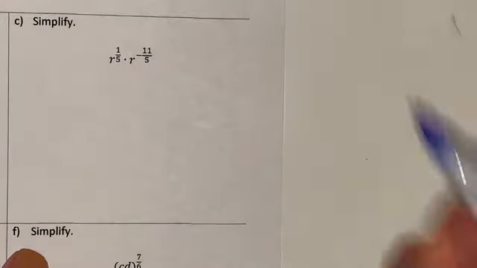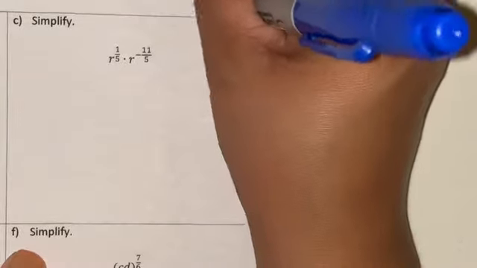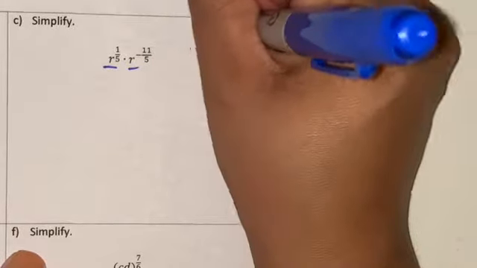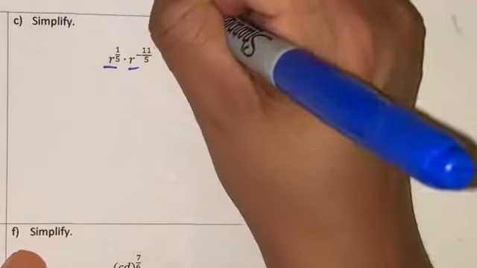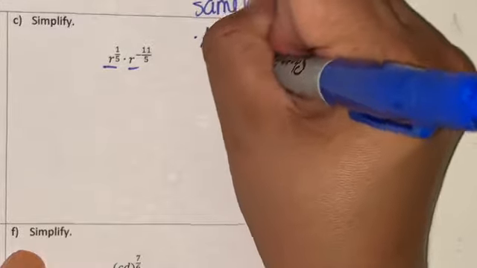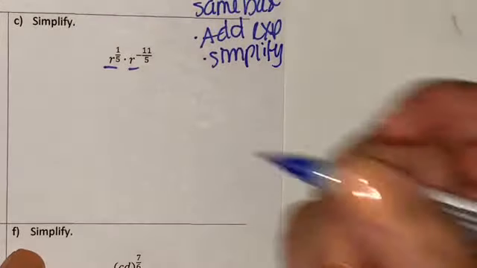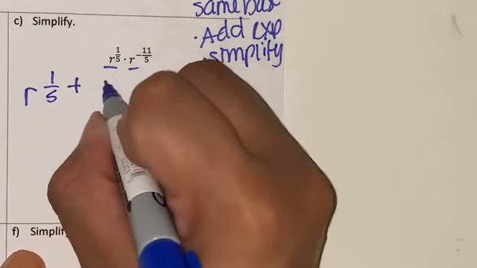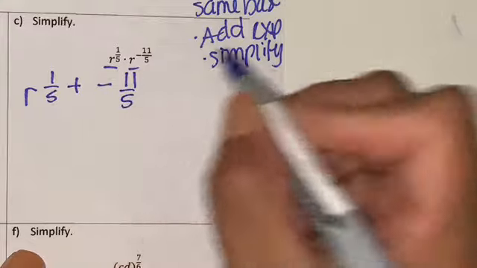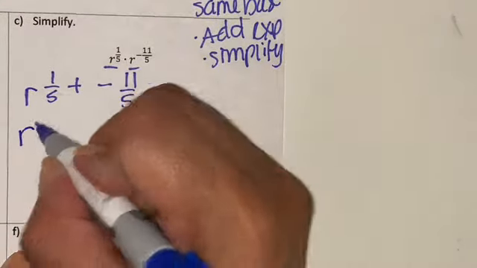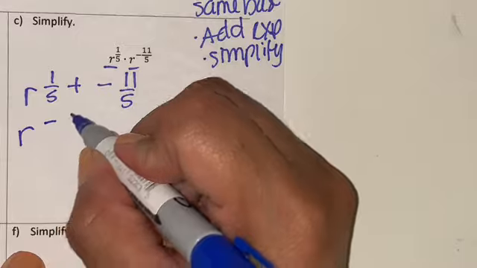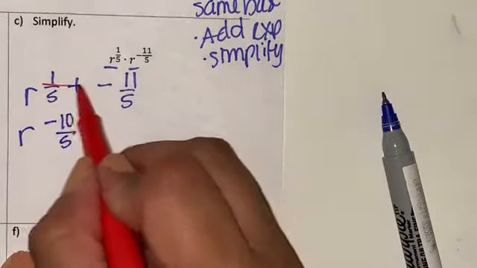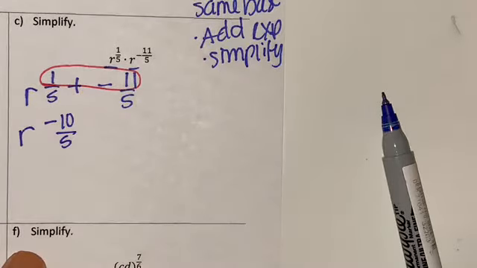Okay, C is different. So it's the same base. And I'm going to add exponents. And then I'm going to simplify. So R to the 1/5 plus negative 11 over 5 becomes R minus 10 over 5. So all you're subtracting is the 1 and the negative 11.